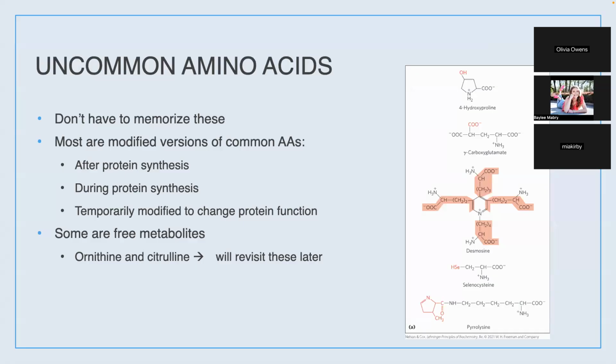Most of these are going to be modified versions of the common amino acids. So they'll have a base structure of one of those 20 common amino acids, and then after the amino acid is made, and a lot of times after it gets incorporated into a protein, some kind of modifier will come around and do something to it. So after protein synthesis, but it can also happen during protein synthesis, as you're linking the amino acids together, it might throw another R group on there. And a lot of times these will actually be temporarily modified to change protein function.